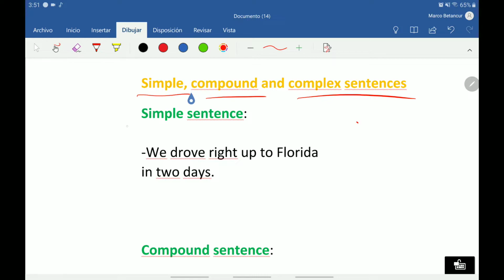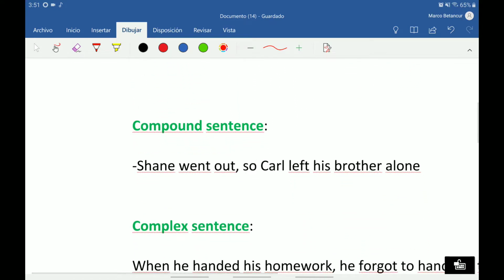In the case of the simple sentence, we just have a clause which makes sense by itself. It needs no help at all from another clause to have a meaning. Like in this case, he drove right up to Florida in 2 days, right? So it makes sense, so it would be a simple sentence, which is really easy, right?